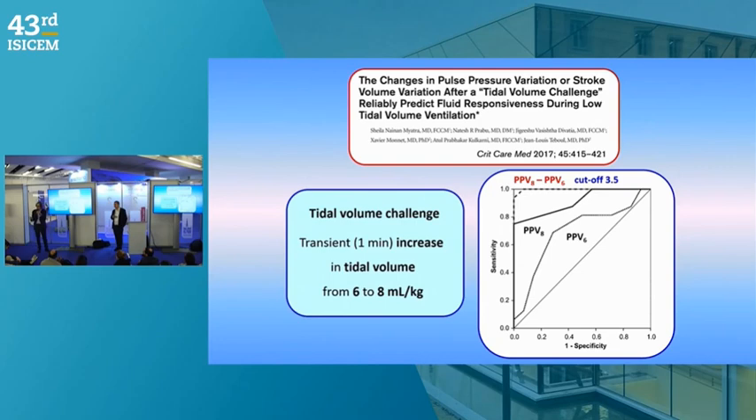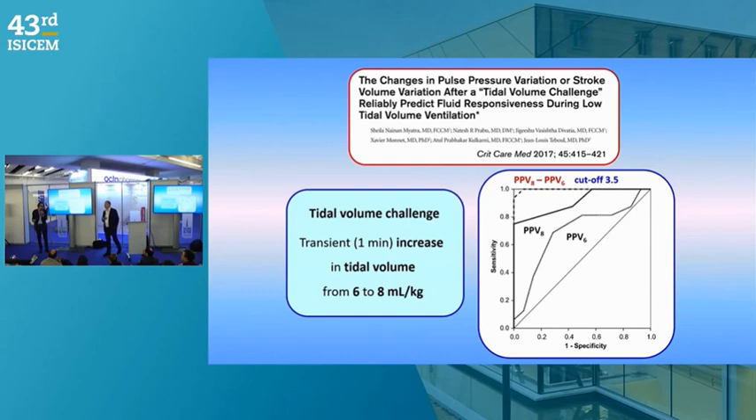This is also interesting in my experience, because I use it a lot. For example, in some patients, and I saw this in COVID ARDS patients, when we performed a tidal volume challenge, PPV sometimes went up to 12, 14%.